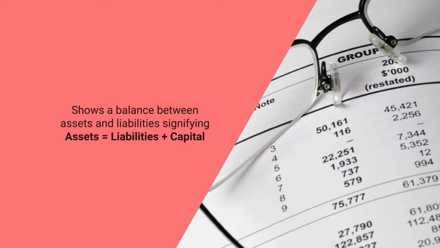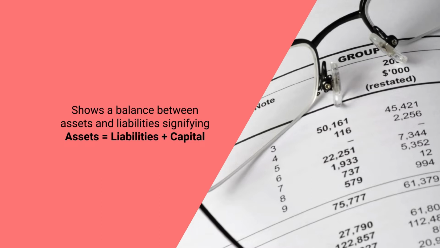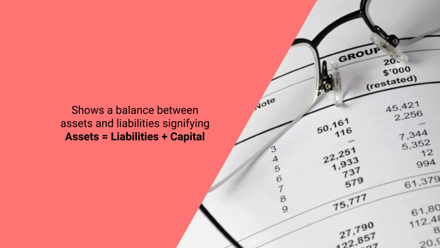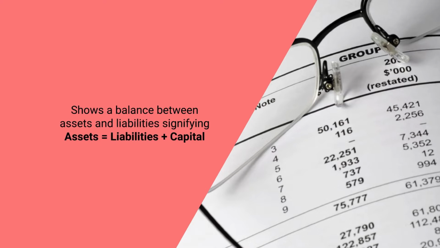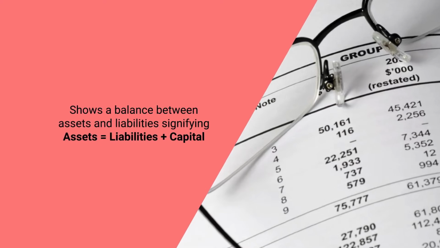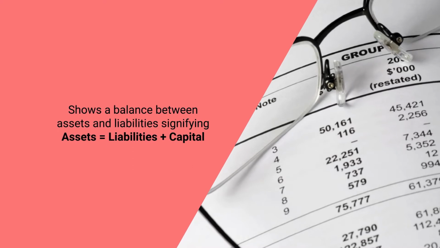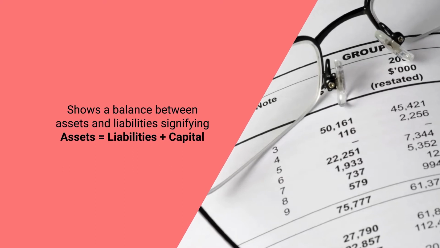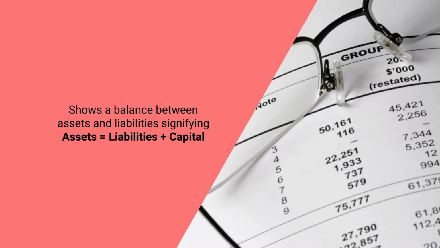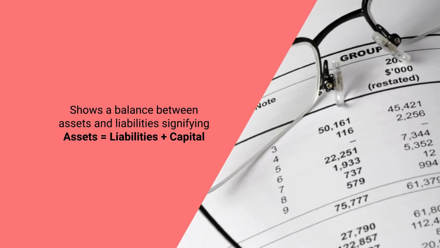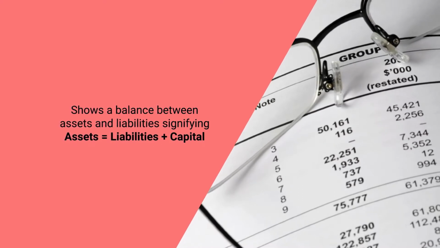Now what does the balance sheet show? The balance sheet shows a balance between the assets and the liabilities. There is an accounting equation that assets will be equal to liabilities and capital. So it means that the asset side will have all the assets, whereas the liability side will include the liabilities plus the capital, and the total of both sides, that is assets and liabilities, should be equal.